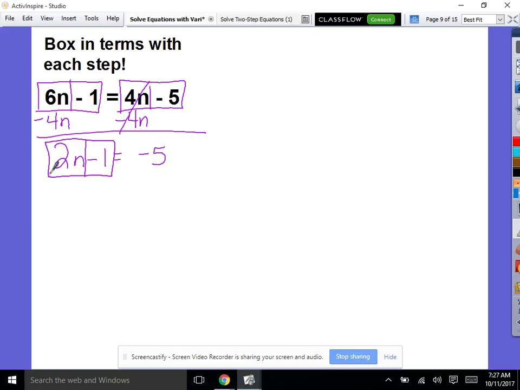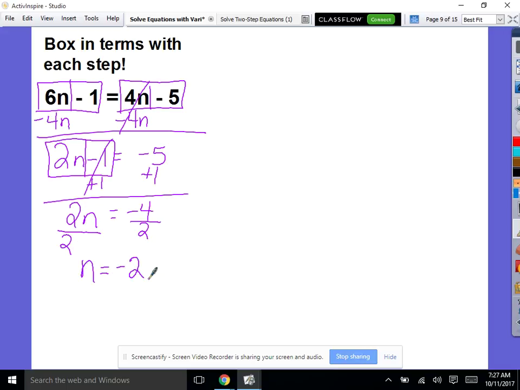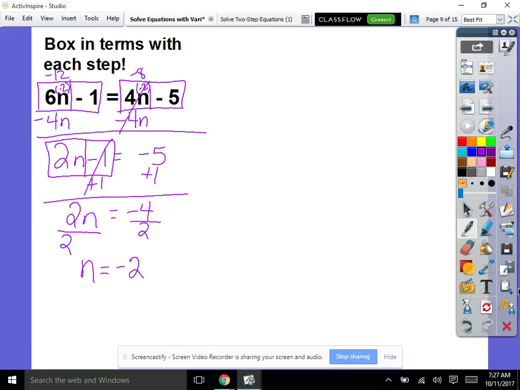Continuing to box in my terms. Now I want to do step 2, which is to eliminate the constant on the same side as the variable. So I need to get rid of this box. So the opposite of minus 1 is plus 1. That leaves us with 2n equals negative 4. Divide and conquer. Divide by the coefficient. n equals negative 2. So this would be negative 12 minus 1, which is negative 13. And this would be negative 8 minus 5, which would be negative 13. So our answer checks.